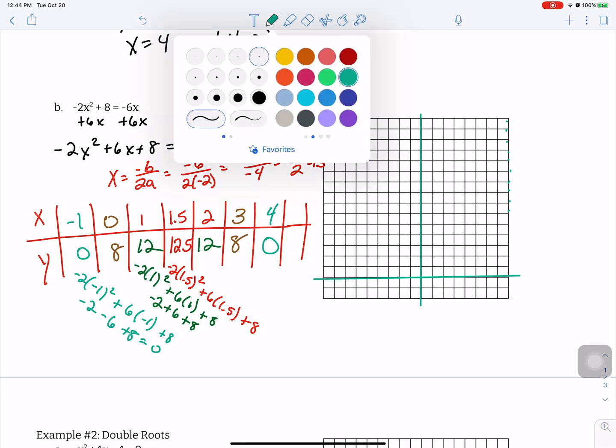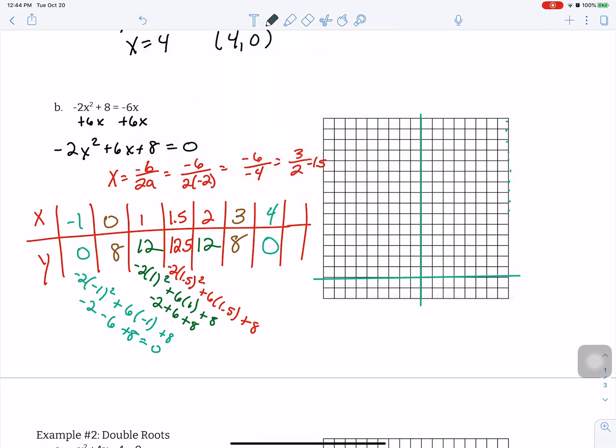And then again, I'm going to go ahead and graph those. So negative 1 is at 0. At 0, I'm up 8. And then at 1, I'm at 12. 1, 2, 3, 4, 5, 6, 7. Oh, I think I'm off on my 8. 1, 2, 3, 4, 5, 6, 7, 8. Then 9, 10, 11, 12. And then I'm at 12.